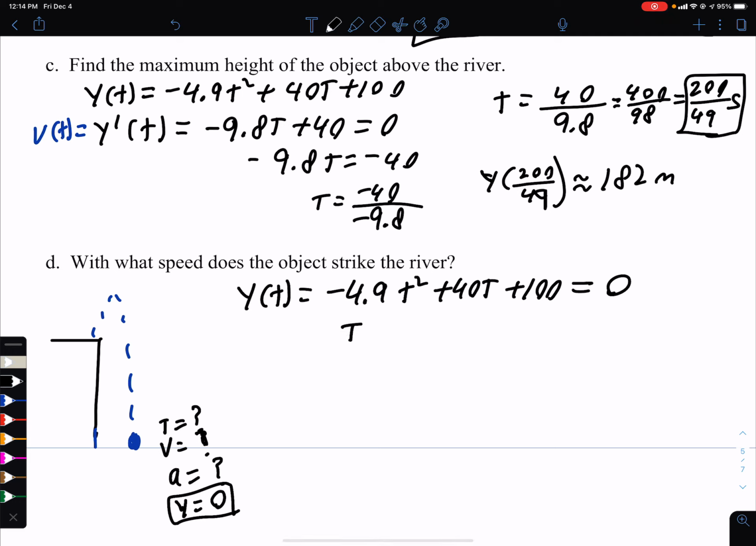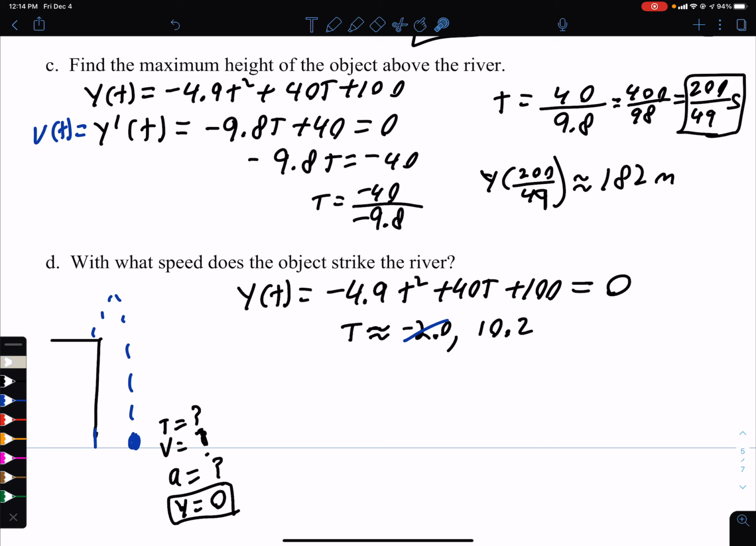If you use the quadratic formula, you're going to get 2 times, but one of your times is going to be negative. It's about negative 2. Your other time is going to be positive. It's going to be about 10.2. These are rounded off using the quadratic formula. Obviously, you don't have negative time. You can't go backwards in time. So the time when it strikes the ground or the river is 10.2 seconds later.